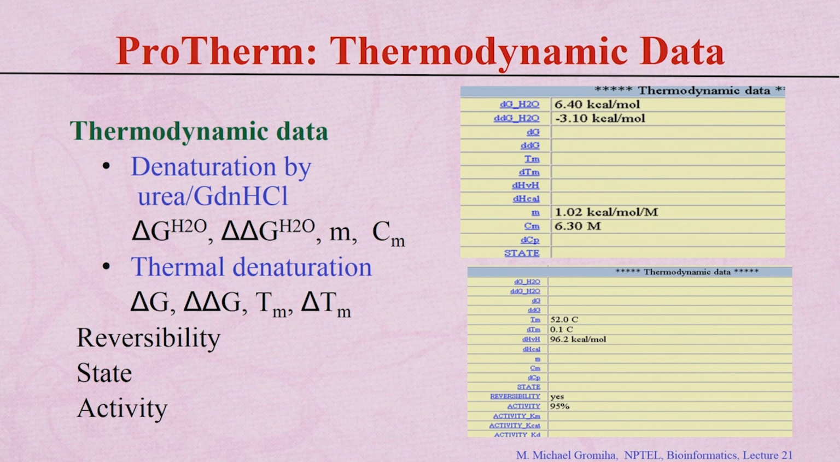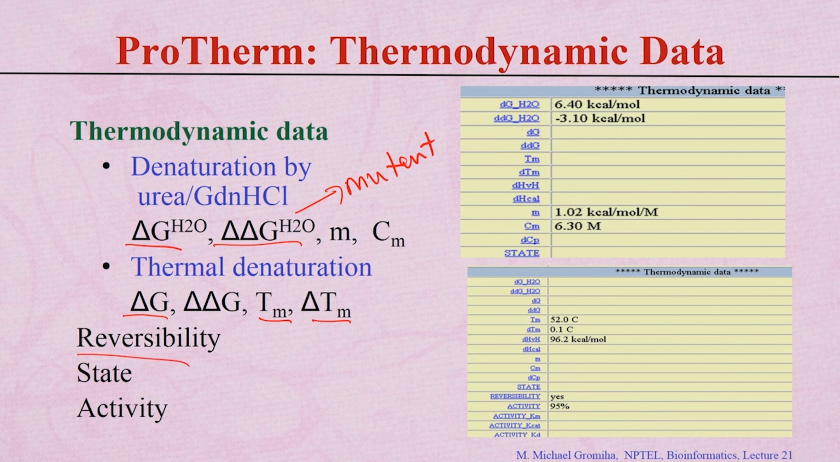Now, you get the data, whether you get the data by denaturation, for example delta G H2O for the wild type, this for the mutant. When we extrapolate the data, we can get the slope and the midpoint of the concentration, we will get the M and Cm. Likewise, you get thermal denaturation, you can get the Tm or the delta Tm, as well as delta G. If you know the heat capacity at any particular temperature, you can get the delta G.